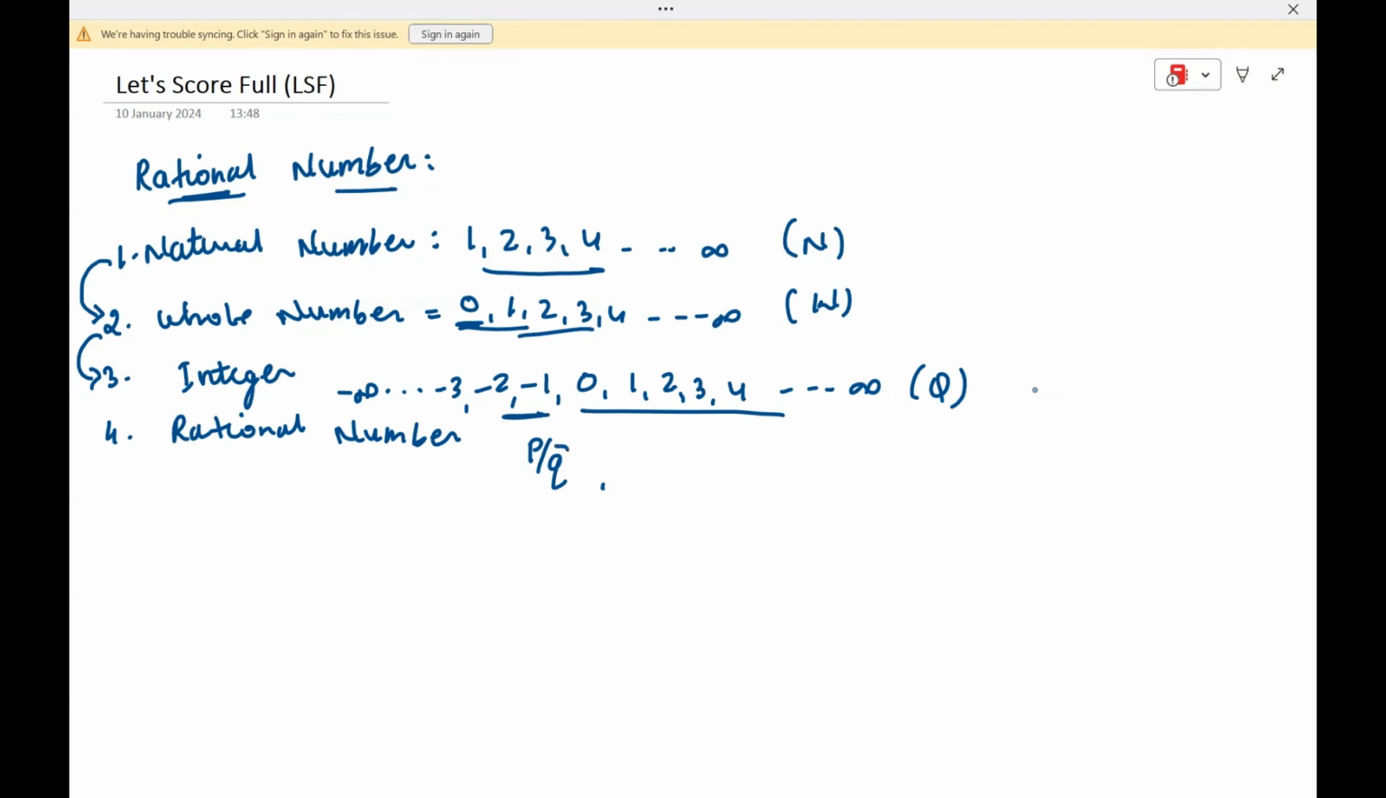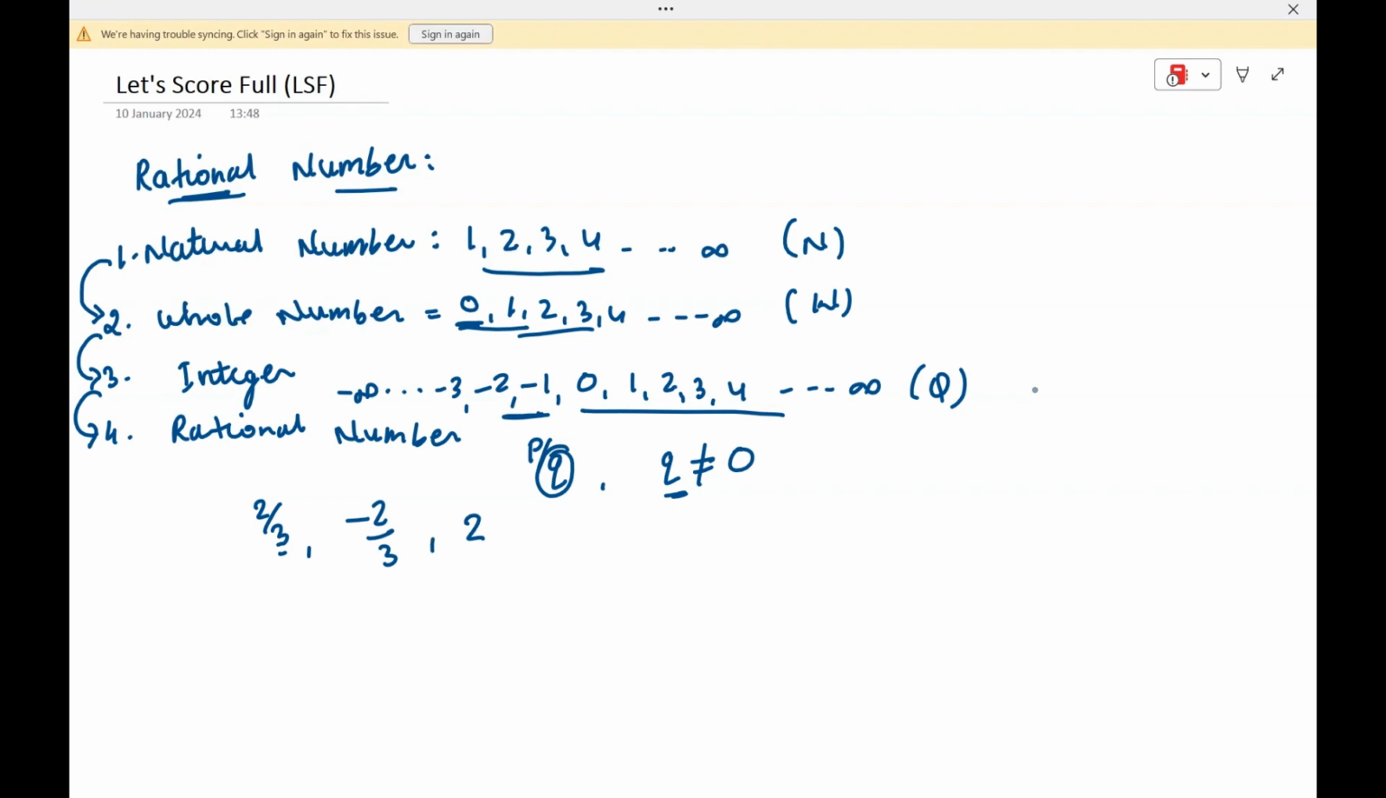The only condition is the denominator, that is Q. It cannot be 0. So that is a rational number. And again here, every integer is a rational number, but the reverse is not true. I'll give you one example. If I say 2 by 3, it is a rational number because it is in P by Q form and the denominator is not 0. Even -2 by 3 is a rational number.